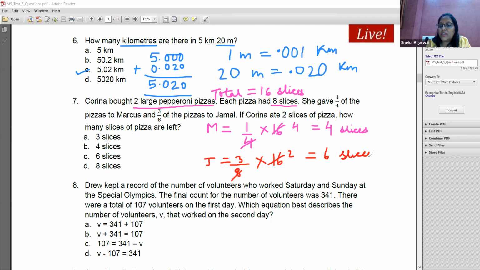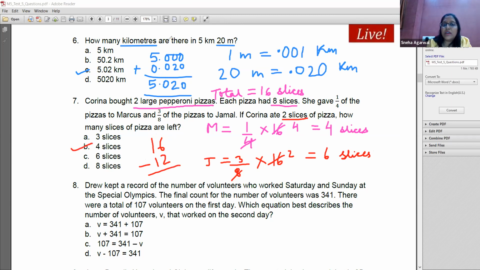And Corina ate 2 slices. So 6 plus 4, this is 10, 10 plus 2 is 12. So how many slices are left? We have a total of 16. So 16 minus 12. How many slices are left, guys? It's 4. Okay, that's correct.